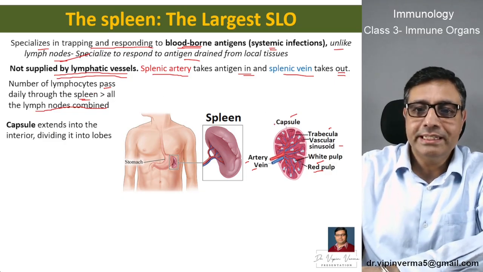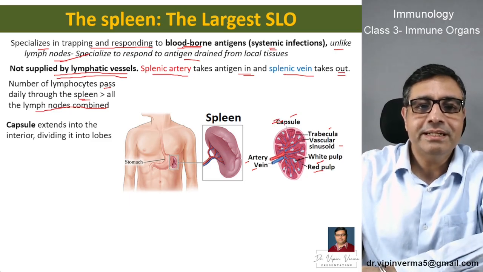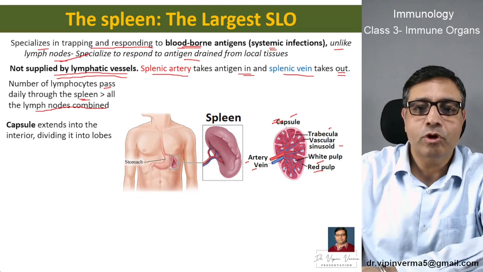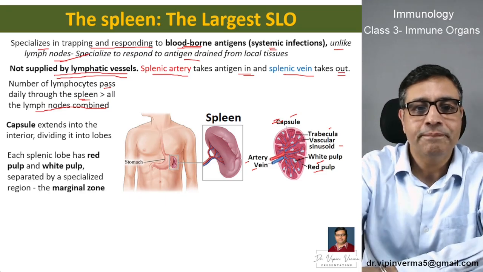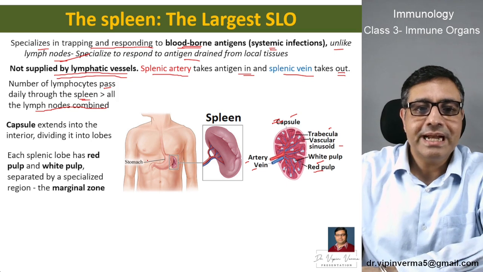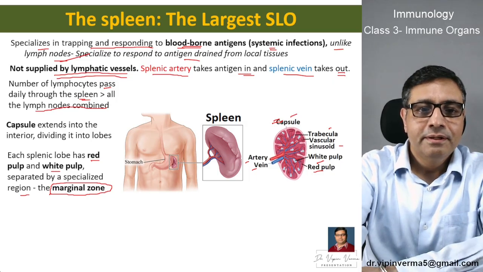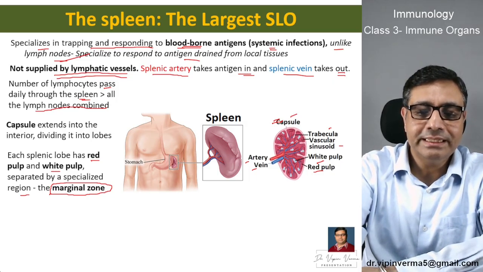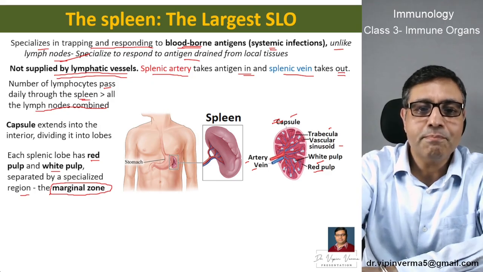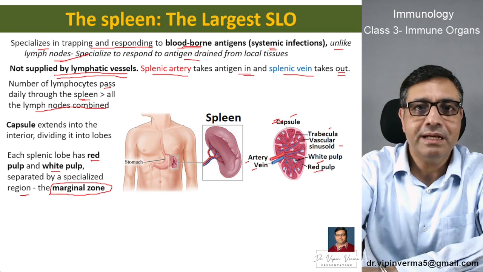The capsule extends into the interior, dividing the spleen into lobes, and all the lobes have the same or similar function. Each splenic lobe has red pulp and white pulp. You can see here the red pulp and the white pulp, separated by a specialized region known as the marginal zone. So the marginal zone is basically the region which makes a boundary between the white pulp and the red pulp.